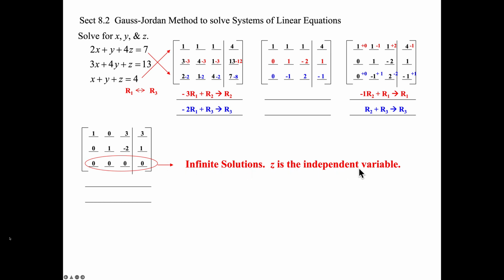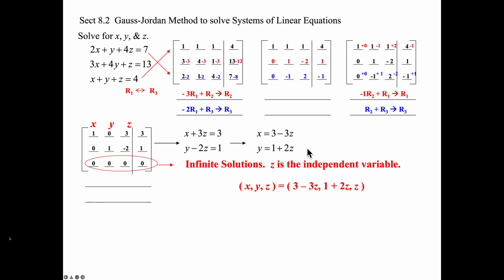Z is the independent variable. So you take row 1 and row 2 and you build a mini system. 1x plus 3z equal to 3. 1y minus 2z equals 1. And you solve these for x and y. And they'll be solved in terms of z in the answer. So I'm going to subtract over the 3z. I'm going to add over the 2z. Perfect. Remember I said z is your independent. Y is now 1 plus 2z. X is now 3 minus 3z. And there is my infinite solution.